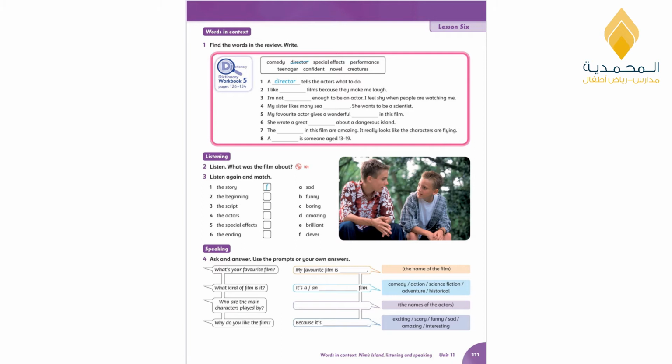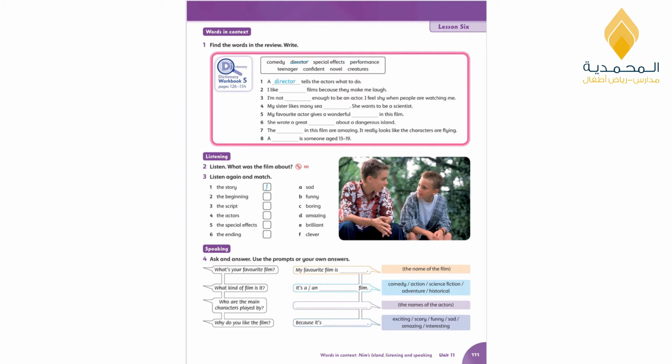A director tells the actors what to do. Number 2, I like films because they make me laugh. What is the word? Excellent, comedy. I like comedy films because they make me laugh. Excellent. Number 3, I am not enough to be an actor. I feel shy when people are watching me. What is the word? Excellent, I'm not confident.